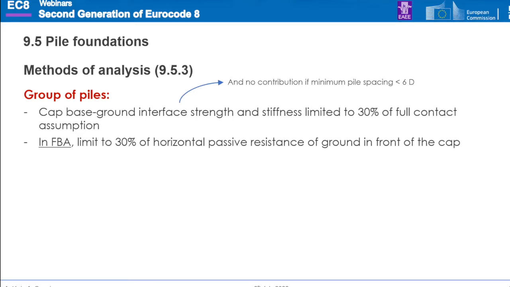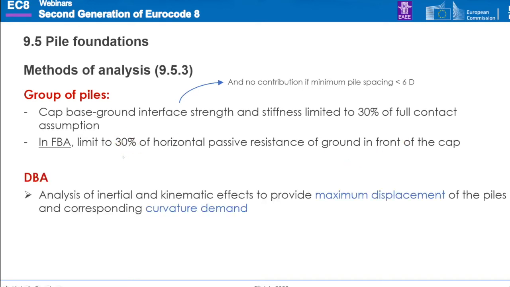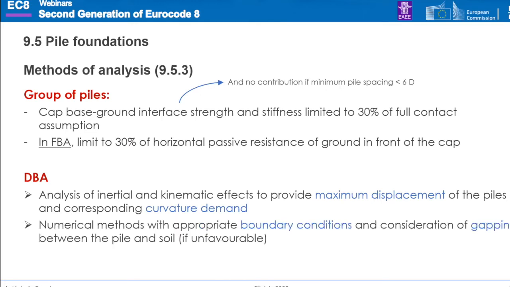Additionally, in the force-based approach, we also have a limit to 30% of the horizontal passive resistance of the ground in front of the cap, as was also considered for the footing elements. For the displacement-based approach, we are looking at the analysis of the inertial and kinematic effects, which provide the maximum displacement and the displacement profile and curvature demand in the piles.